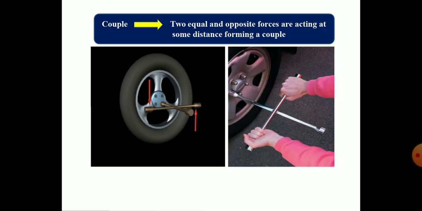The next one is the couple. A couple means two equal and opposite forces acting at some distance from each other, forming the couple. For example, when we tighten a wheel by using screwdrivers, we apply equal and opposite forces at some distance. That time it creates the couple forces.